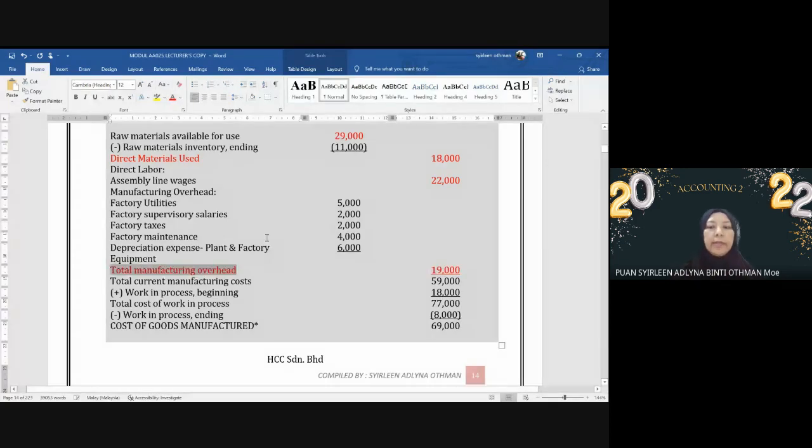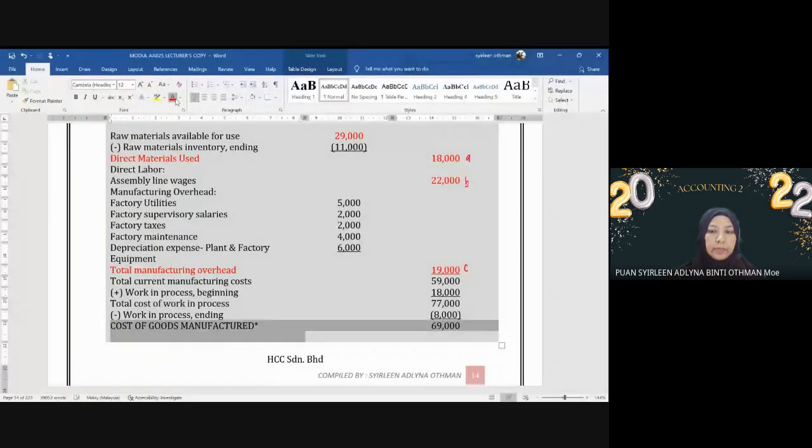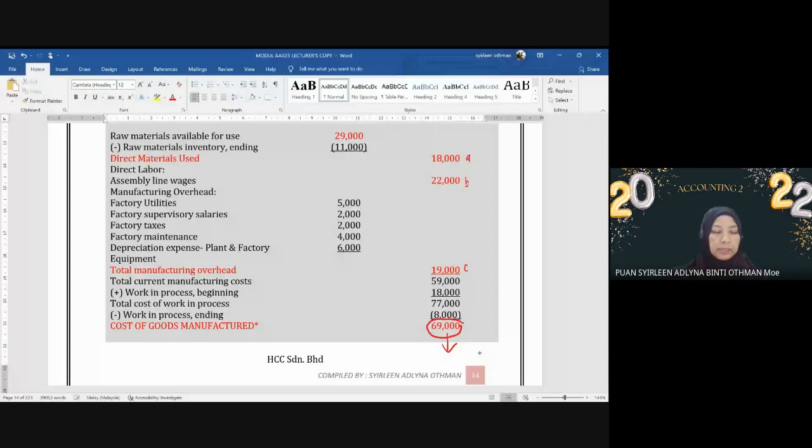Okay, alright. So now your total current manufacturing cost is 59,000, which is A plus B plus C. Okay, and then kita akan campur dengan work in process, the beginning inventory for work in process. So you akan dapat total cost of work in process. Okay, total of current work in process minus work in process ending, you'll get your cost of goods manufactured. So this 69,000 kita akan transfer dalam COGS di bawah.